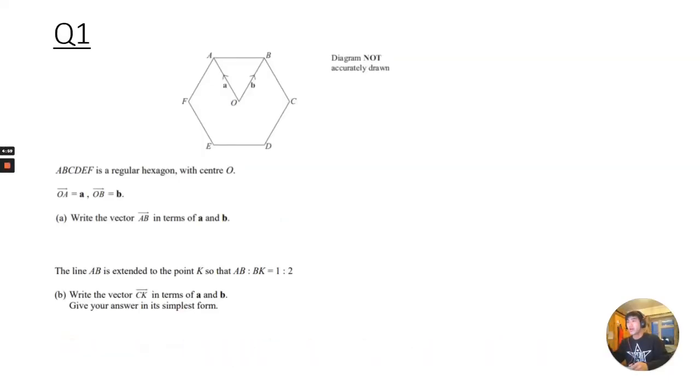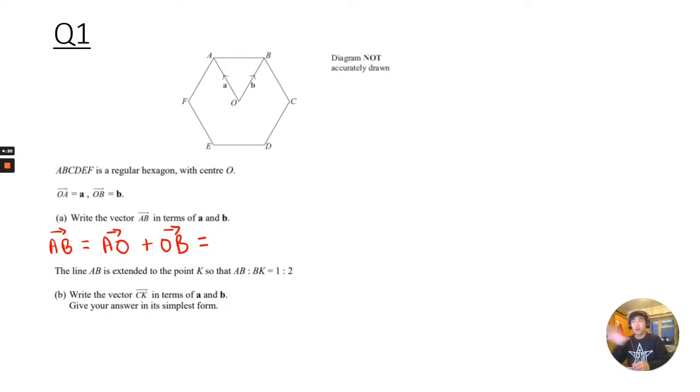So in this question, we've got a hexagon, and it's given us the vector O to A as the vector A, and the vector O to B as the vector B. The first part wants us to say, what is the vector A to B in terms of the vectors A and B? We can't go directly from A to B because there's no vector given there. But what we can say is, we can go from A to O first, and then go from O to B.